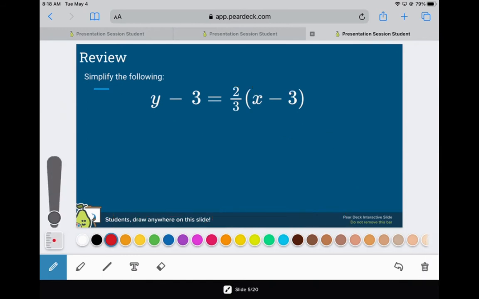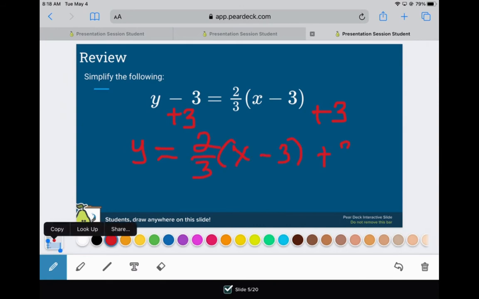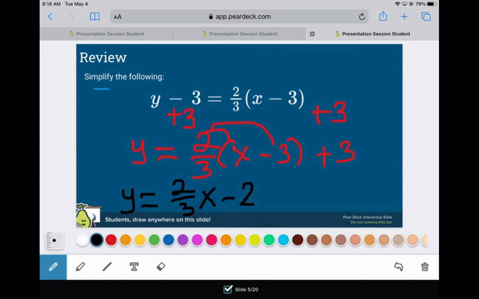I see some of you plus the 3 first, and that is okay too. y equals 2/3 x minus 3, plus 3. That is okay. You can bring the 3 over first. Now you can do distribution. So y equals 2/3 x, and then when you multiply 2/3 with -3, the 3 cancel out, so you just have -2.